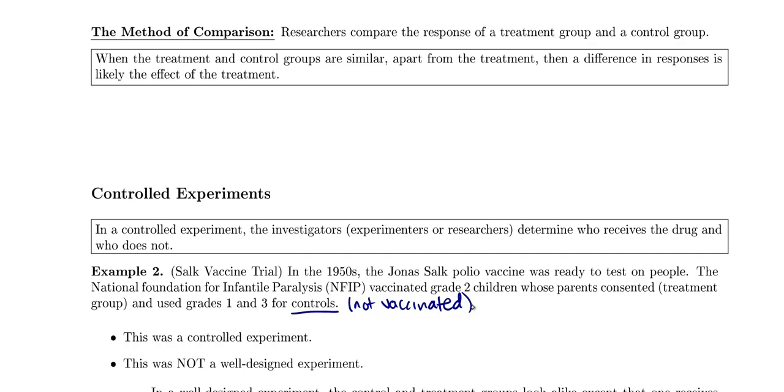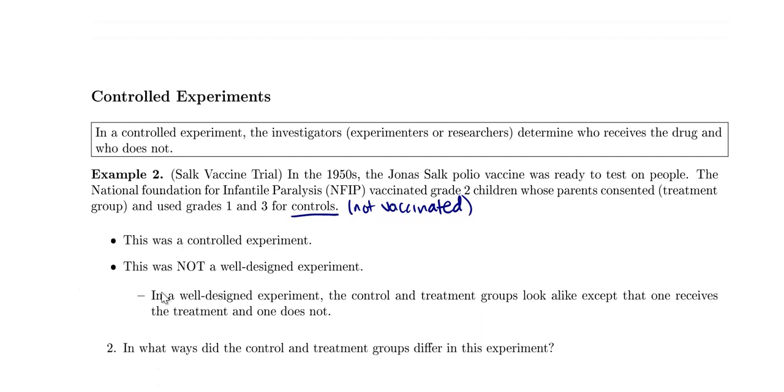Now, this was a controlled experiment because the investigators were the ones deciding who got the treatment and who didn't. But it was not a well-designed experiment. Okay, this was a bad experiment. One of the reasons why is that your control and treatment groups should look alike in as many ways as possible, except for one will get the treatment and one does not. So again, you want your two groups to be as identical as possible, except for the fact that one gets the treatment and one does not.